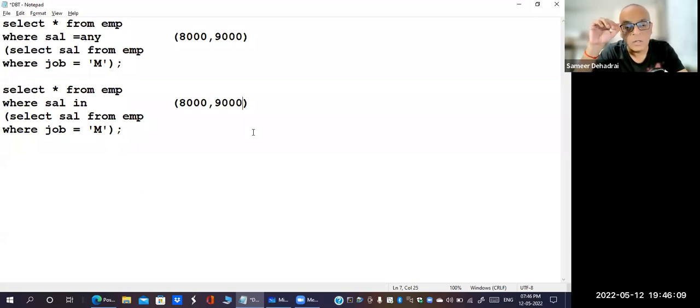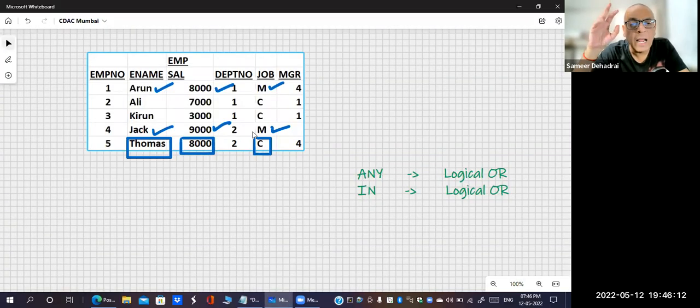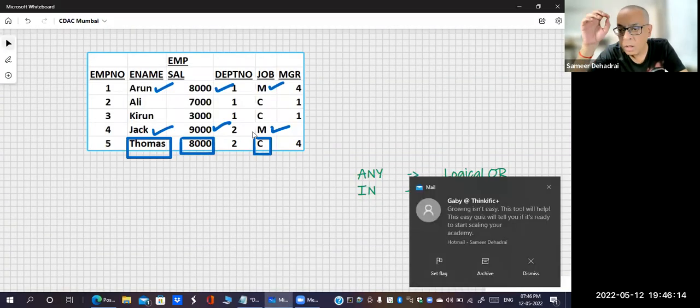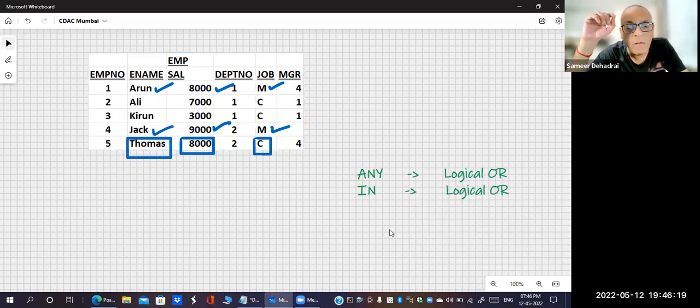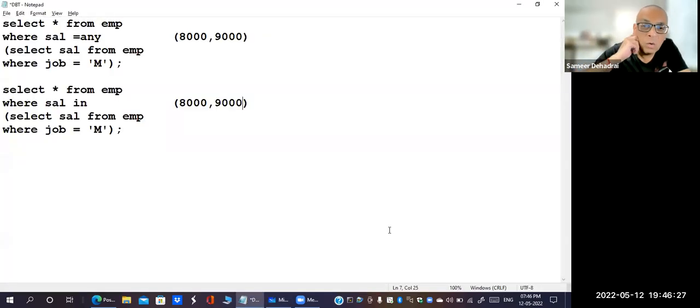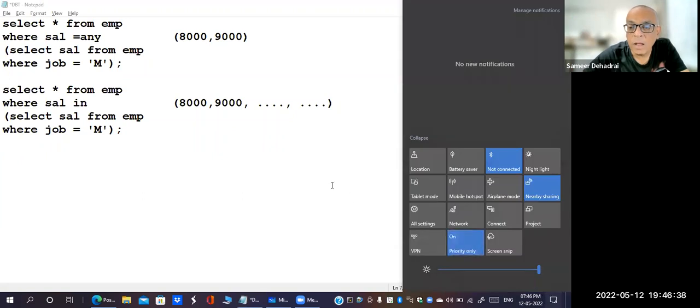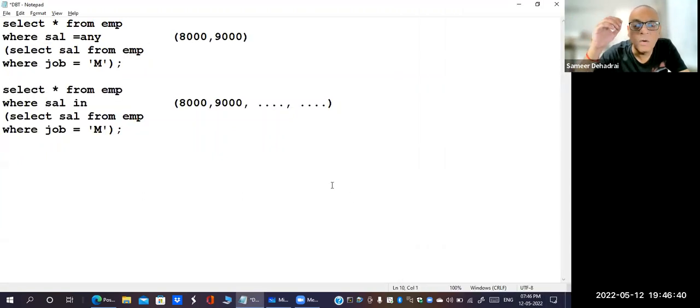But consider this situation. What if I have 200 managers? If I have 200 managers, then my subquery returns 200 rows. My subquery returns 200 values. And in my main query, comparison will be done with 200 rows. Comparison will be done with 200 values. That will be slower.